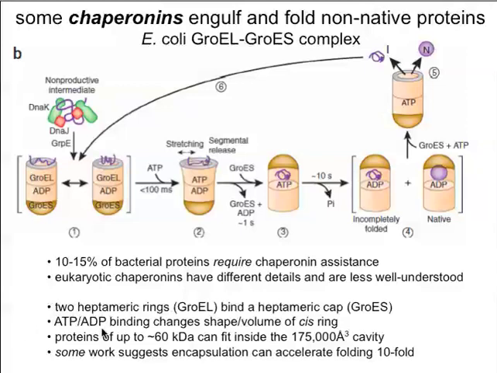And GroEL is composed of two heptameric rings, so that double toroid, and a heptameric cap called GroES. And the cap can bind on one face or the other, depending on the ATP-bound state. There's a cavity inside GroEL that can accommodate proteins of up to 60 kilodaltons, perhaps even larger. Very large cavity formed there, whose structure changes depending on the nucleotide-bound state. There's work that suggests that the encapsulation of the protein, that unfolded chain, can accelerate folding by up to 10-fold.